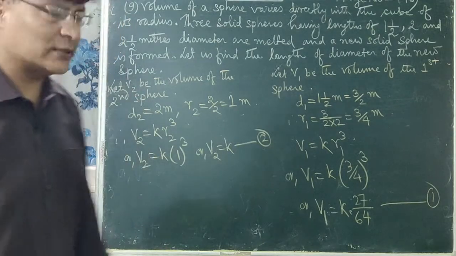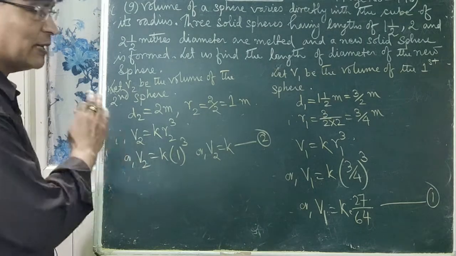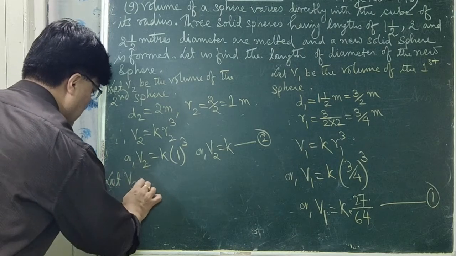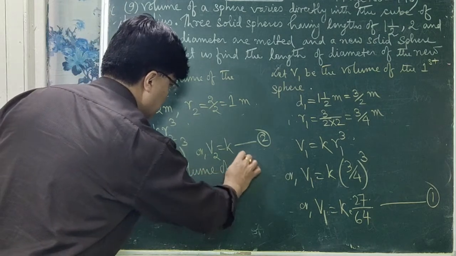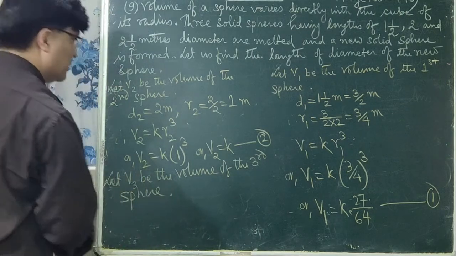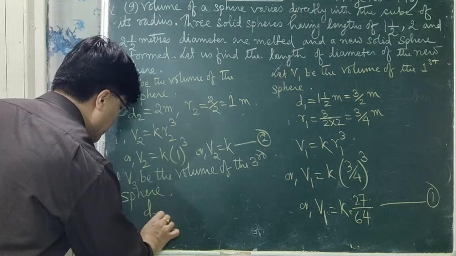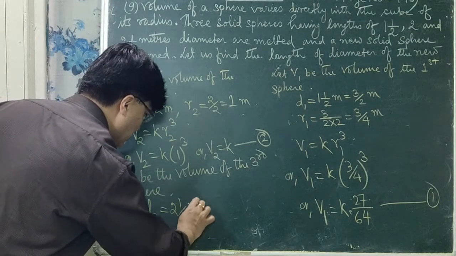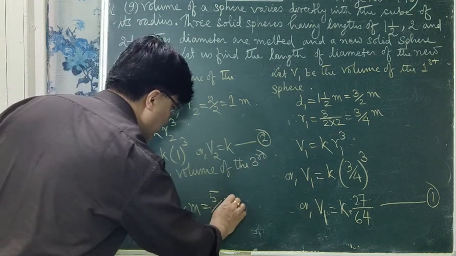So I think you have understood it. So this is the volume of the second sphere. So let us find out the volume of the third sphere using the same relation, V is equal to K R cube. So let V3 be the volume of the third sphere. So what is its diameter now? D3 is equal to 2.5 meters. So what is meant by 2.5? That is 5 by 2 meter.